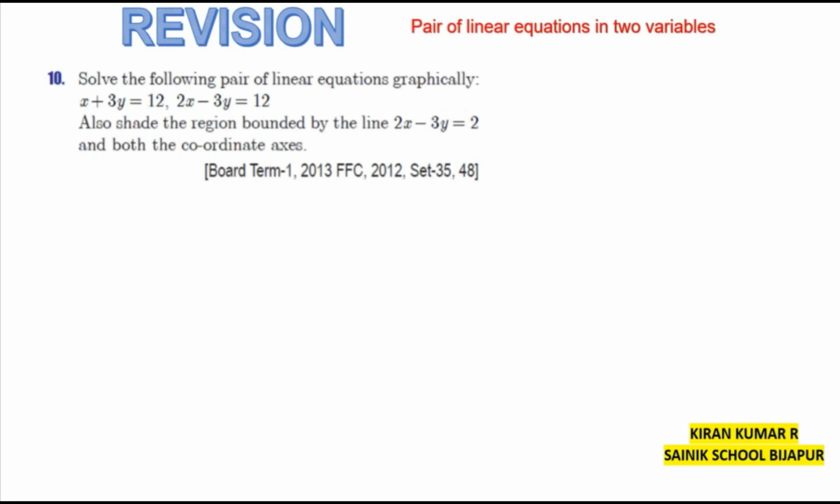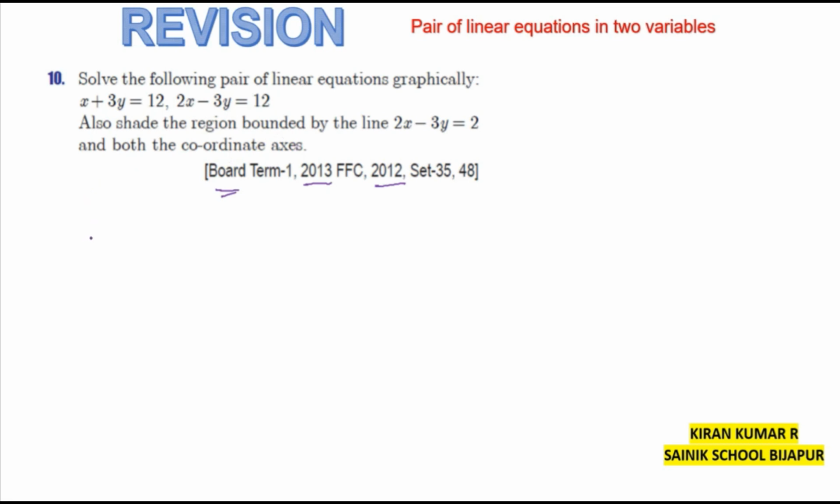Question number 10, very important. Solve the following pair of linear equations graphically. Also shade the region between the line 2x minus 3y equal to 12 and both the coordinate axes. Here it's not the region between two lines and the axis, it is between the axis and one of the equations, the second equation. This question was asked in 2012 as well as 2013 board examination.